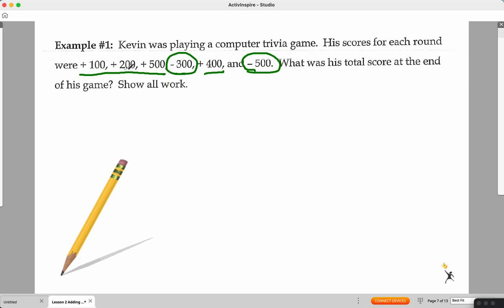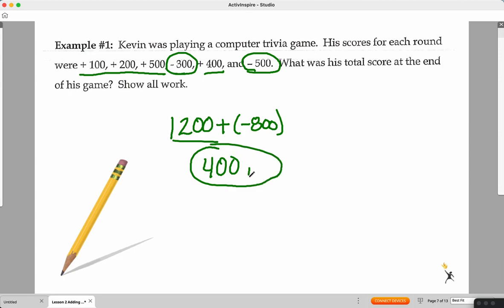So if we do 100 plus 200 plus 500 plus 400, we get 1,100. No, sorry. Apologize for my math inability. 1,200. I add -300 and -500. That's going to be plus a -800. Well, 1,200 minus 800 is 400, and 1,200 being the greater absolute value, he has 400 points.